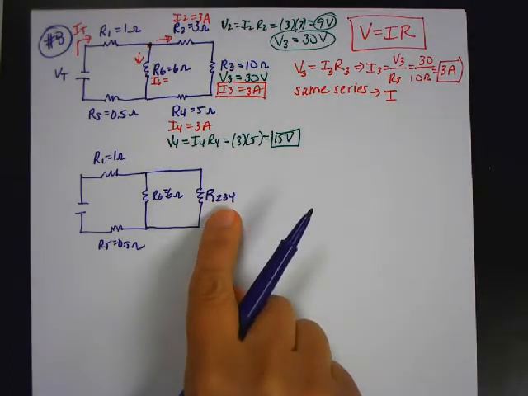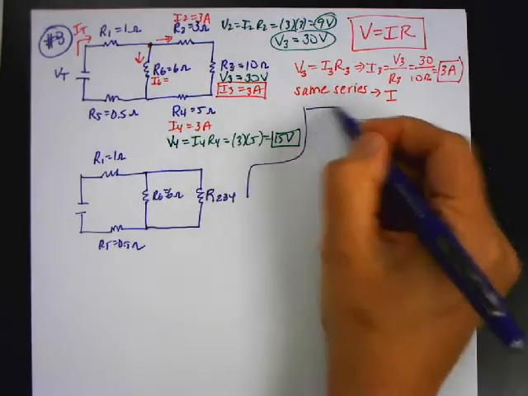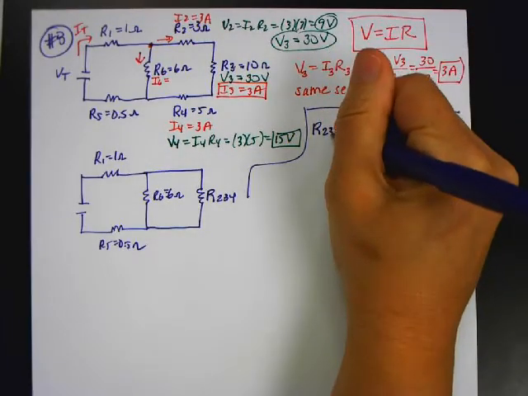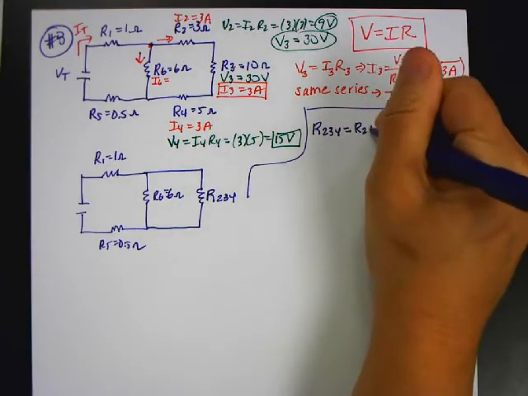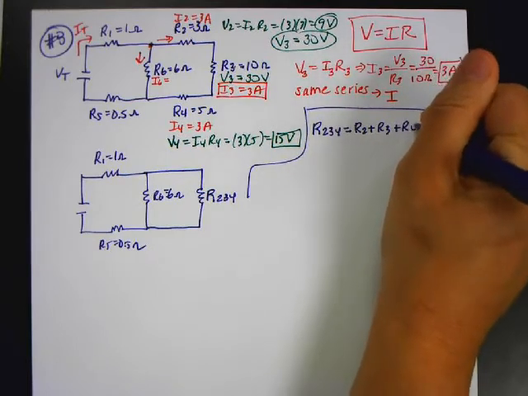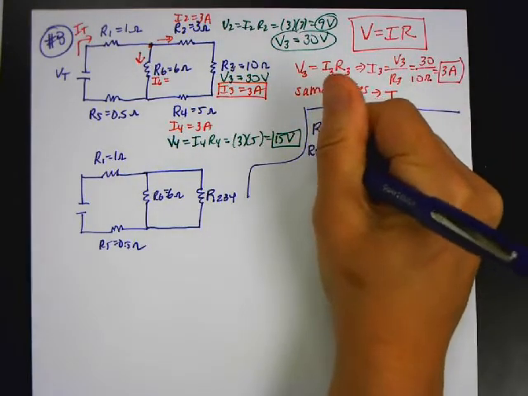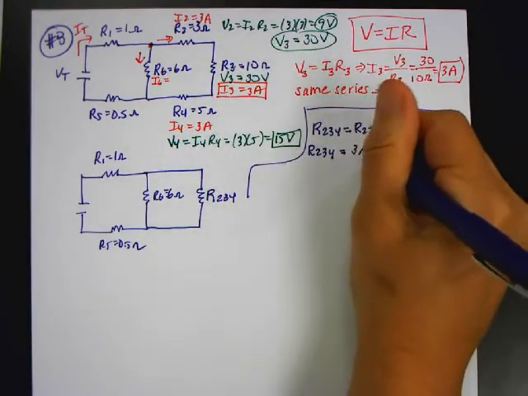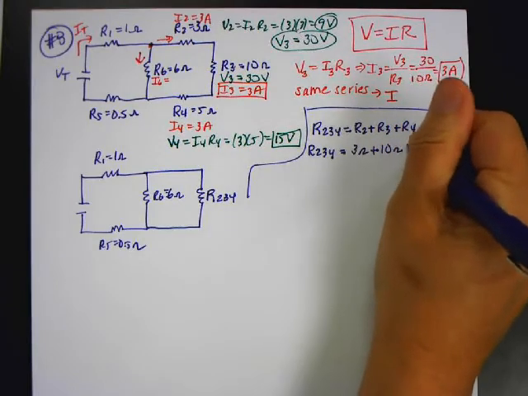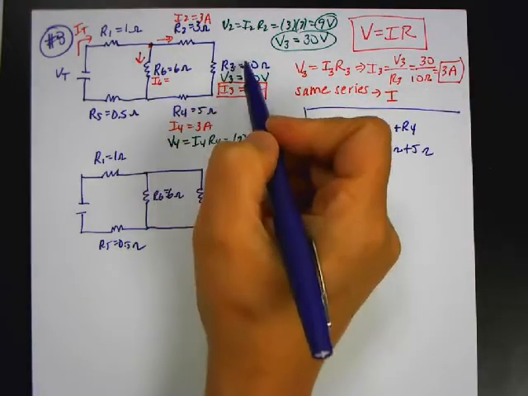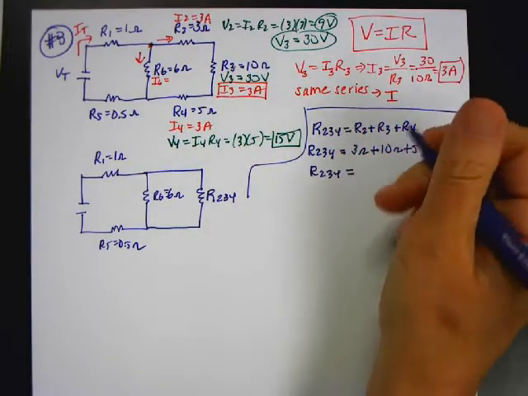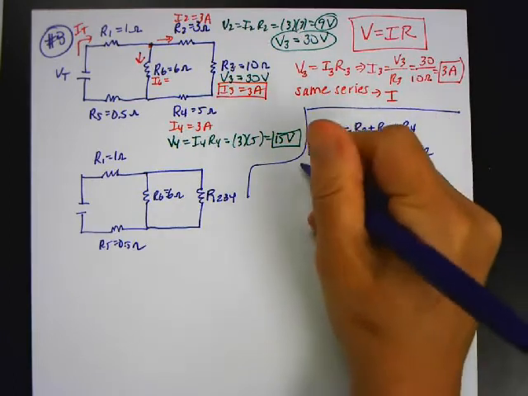To get what R234 is, I'm going to add them in series, because these three are in series. So R234 is equal to R2 plus R3 plus R4. Okay, so R234 is equal to 3 ohms plus 10 ohms plus 5 ohms. 3, 10, and 5, so I can do that in my head. R234 is equal to 18 ohms.